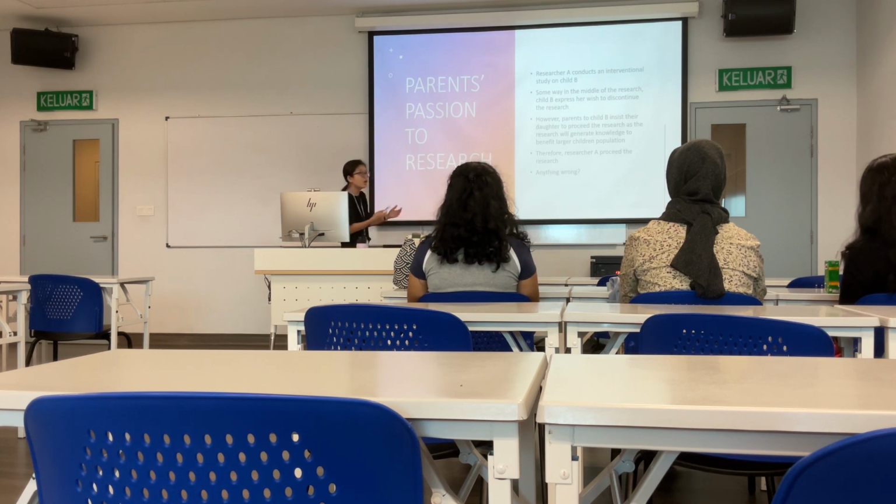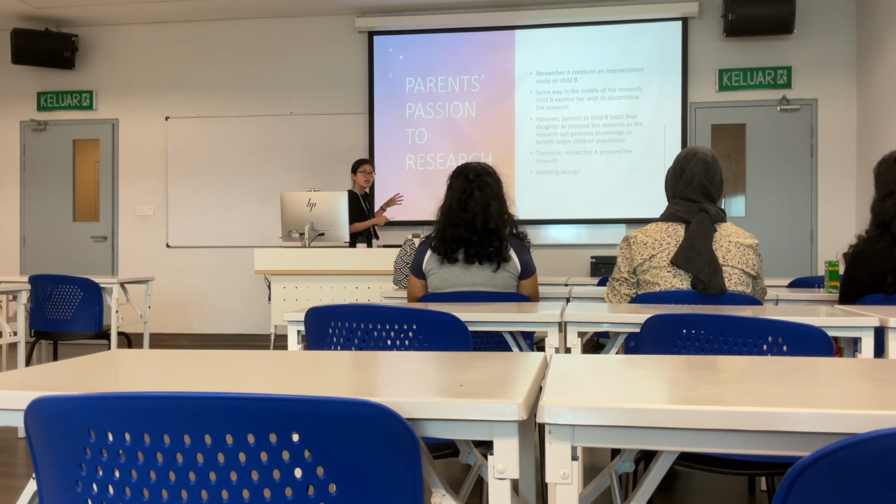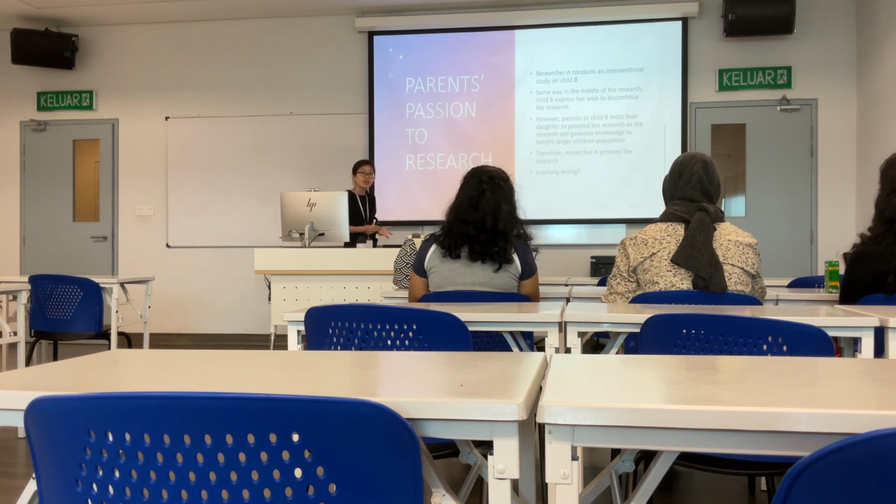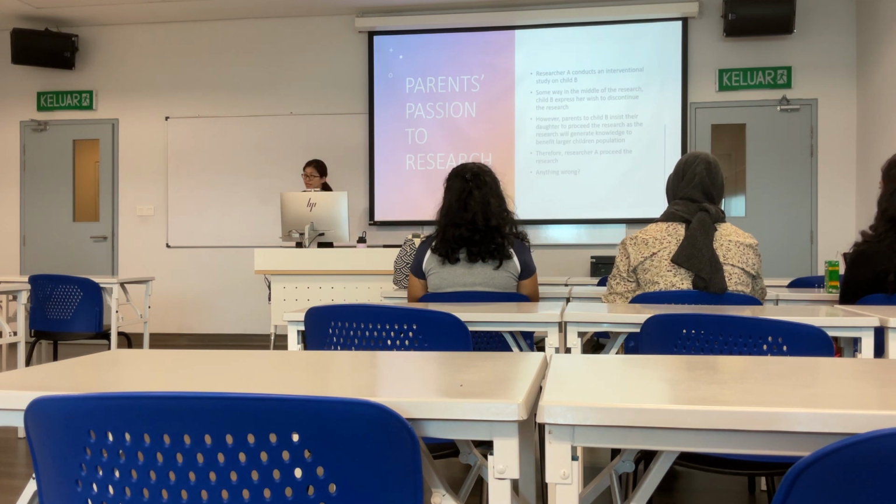So in this situation, what is wrong? What is wrong? Researcher A should not proceed with the research, right? Because researcher A should respect the dissent and the decision of the child, since the child already disagrees to continue. Child B has the right to withdraw from the study at any stage of the research study.